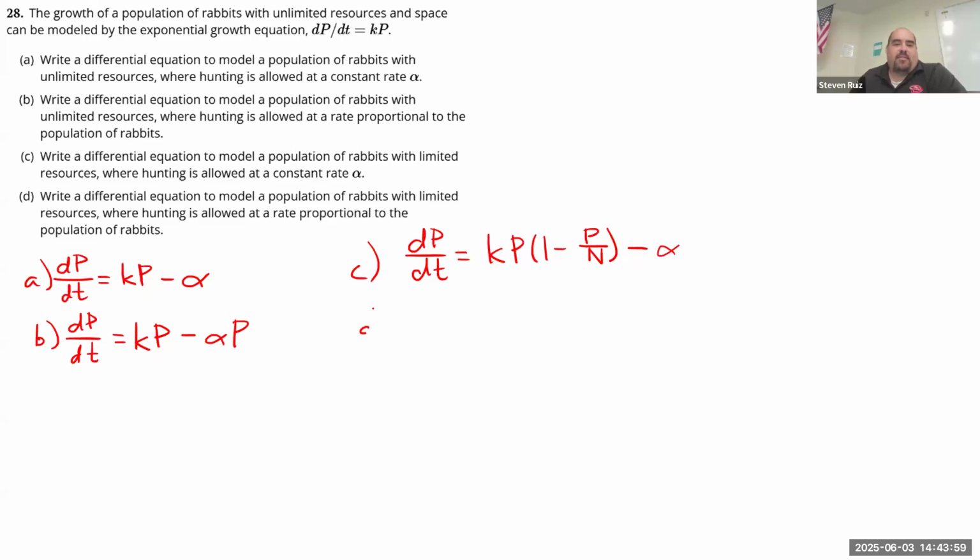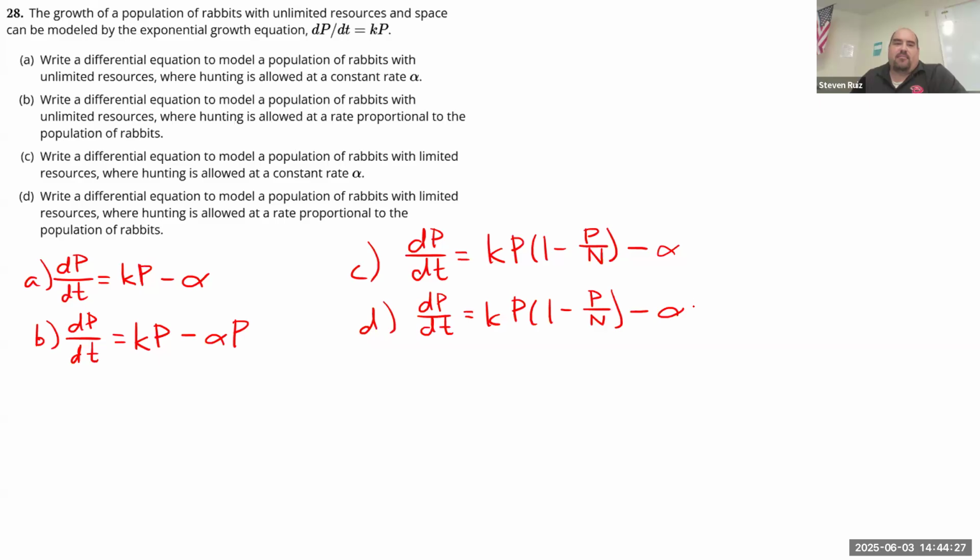And then finally, part D, write a differential equation to model a population of rabbits with limited resources. So again, we're starting with the logistic growth model, kP times (1 minus P over N), where N is the carrying capacity, where hunting is allowed at a rate proportional to the population of rabbits. Okay, so we have all the ingredients. Now we're just mixing and matching them.